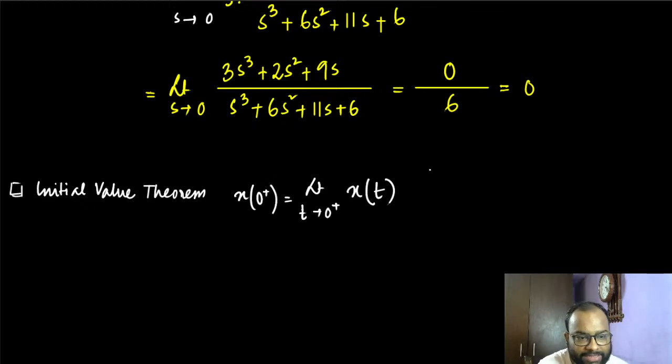That indicates that the system has just started. If I just write x(0), that might indicate that the system might not have yet started or something like that. So x(0+) indicates that the system has just started.